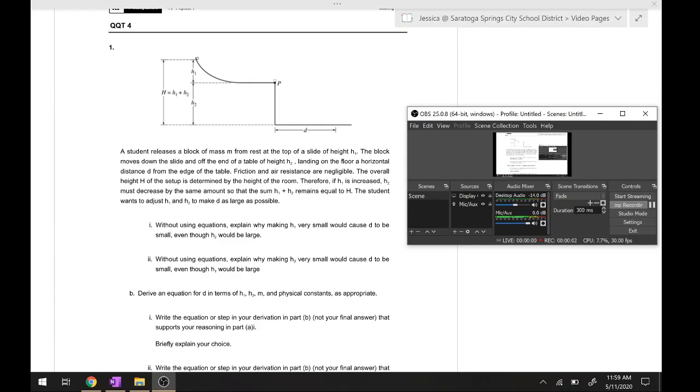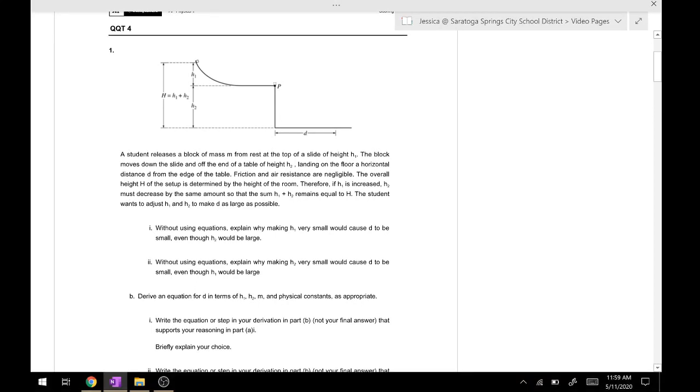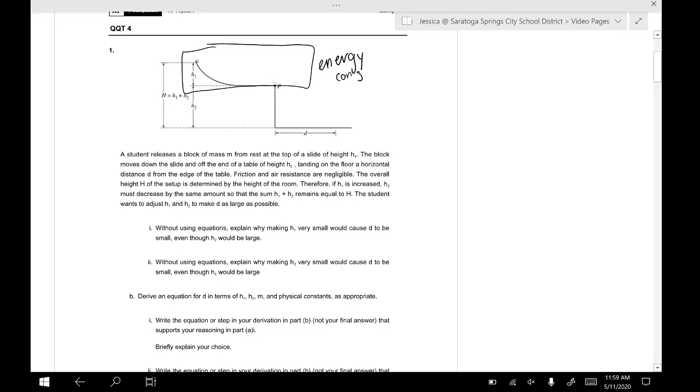Okay, this is QQT number 4. It looks like we have a block sliding down a ramp and then off a tabletop. My initial thought is we might be looking at some energy conservation here. And then off the table, we might be looking at some projectile motion, which means I need to look at X and Y direction separately. And I need to remember that the time of flight comes from that Y direction.